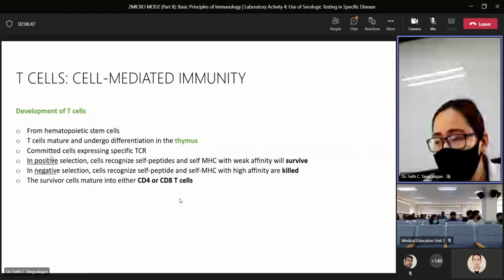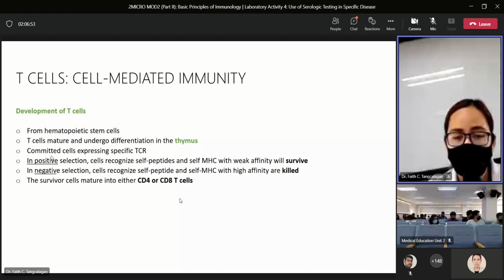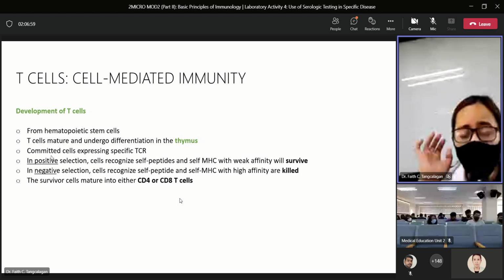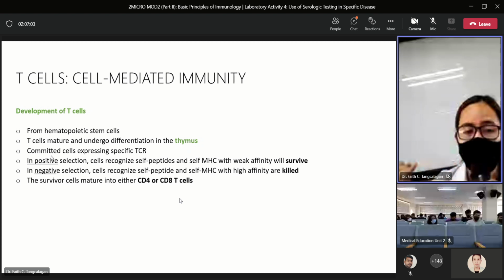So that's how the selectivity or the selection is going through the process for your T cells. Once these cells survive, they become matured into either CD4 or CD8. So that's where they will be classified into CD4, CD8. So after their selection, okay.